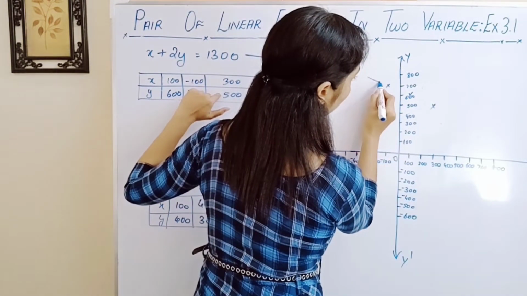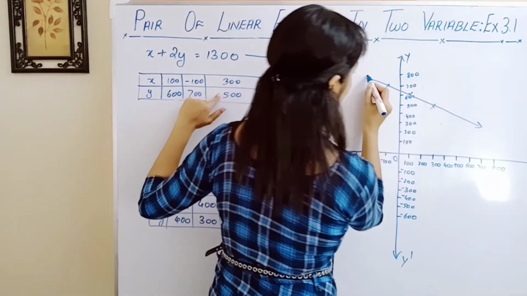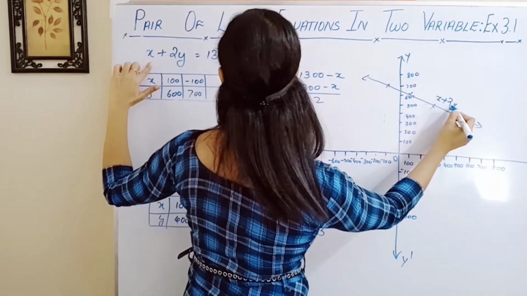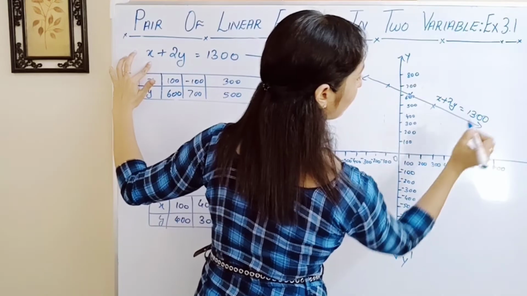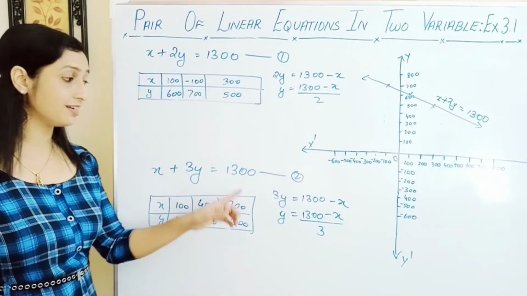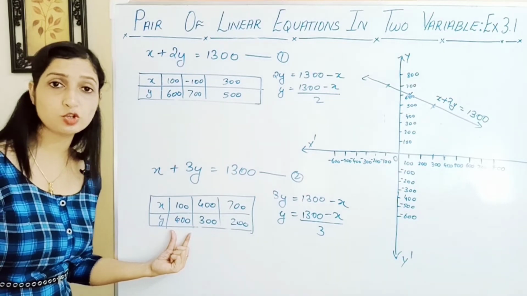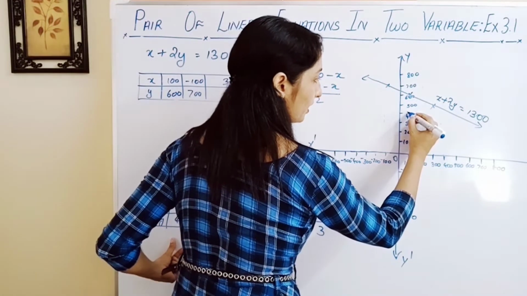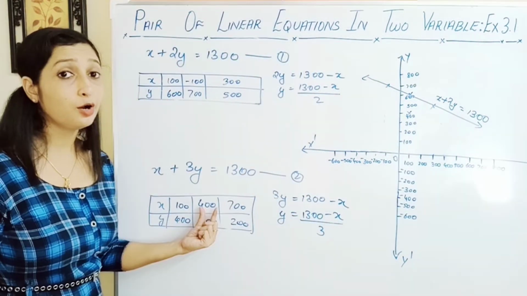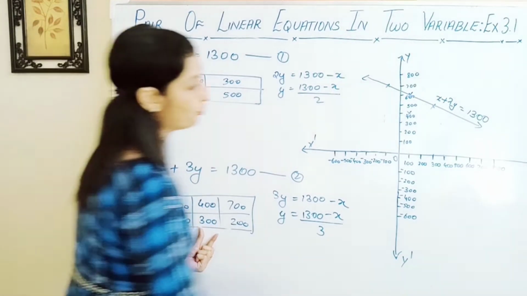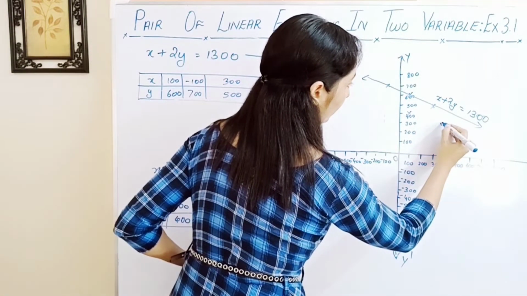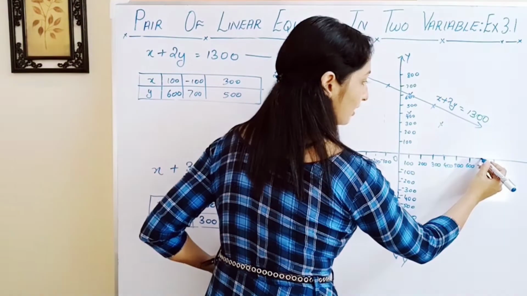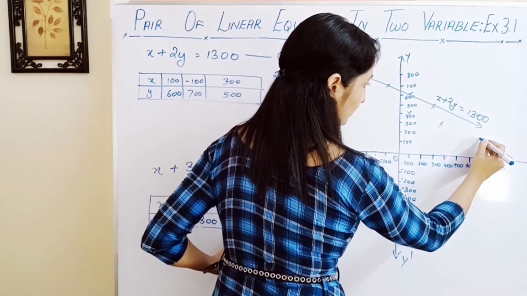So now we are joining these 3 points. You get a line like this. And we write the equation of this line. What is that? X plus 2y equals 1300. Now let's draw the graph of our second equation. So our first point in the solution set is 100, 400. So 100 on x-axis and 400 on y-axis, the point comes here. Then 400, 300. So 400 on x-axis and 300 on y-axis, the point comes here. Now 700, 200. So 700 on x-axis and 200 on y-axis, the point comes here.